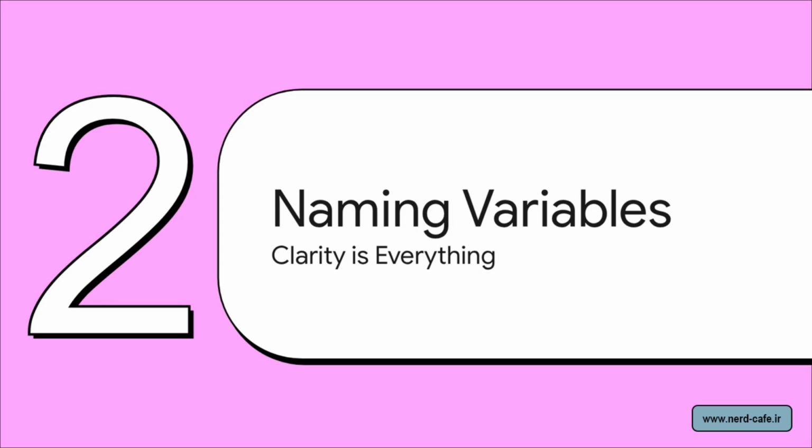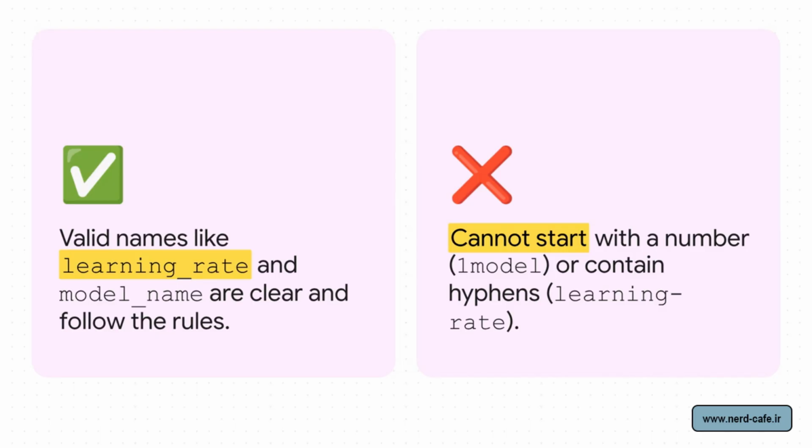All right, next up, let's talk about the rules of the game. Because how you name your variables becomes incredibly important, especially when your machine learning projects start getting bigger and more complex. Clarity is just everything. Now, the rules here are pretty simple, but they are absolutely critical. A name like learning_rate with that underscore works perfectly. But if you try to start a name with a number or use a hyphen instead of an underscore, your code is just going to break. Trust me, following these simple rules will save you so many headaches down the road.